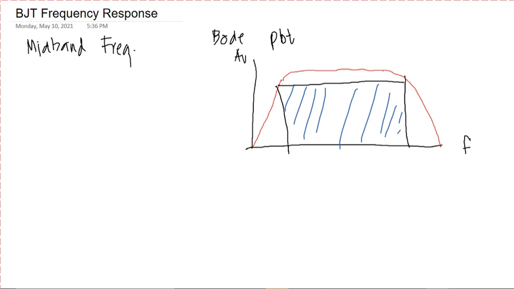Because if the frequency is lower than the mid-band frequency, we can consider the effect of frequency on our BJT. And also for the high frequency, the value can change, as well as the effect or performance of our amplifier. So here we need to know what we call the critical frequency. So we have FC, which is the critical frequency.